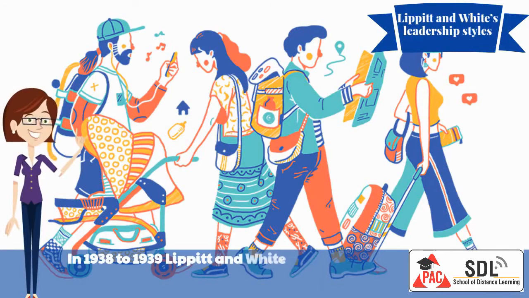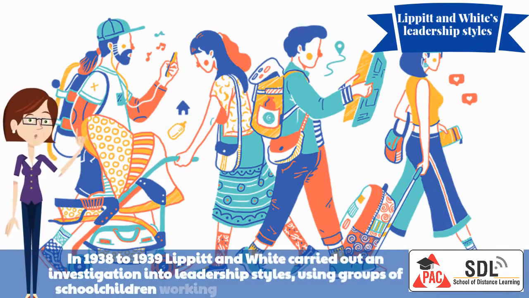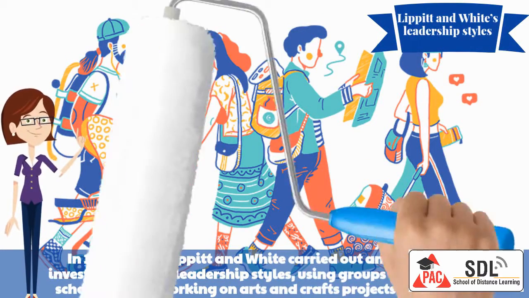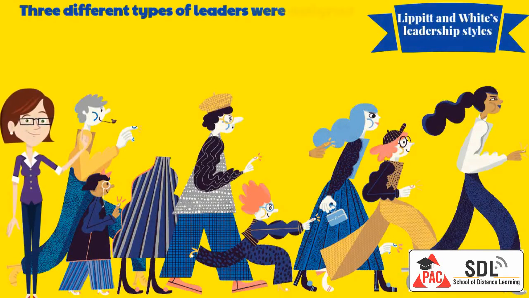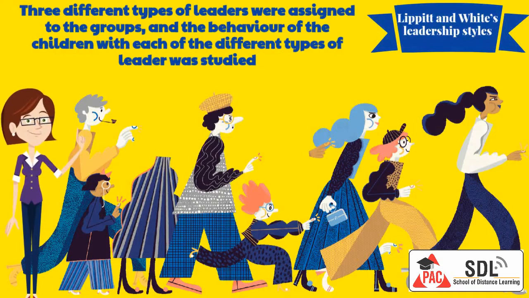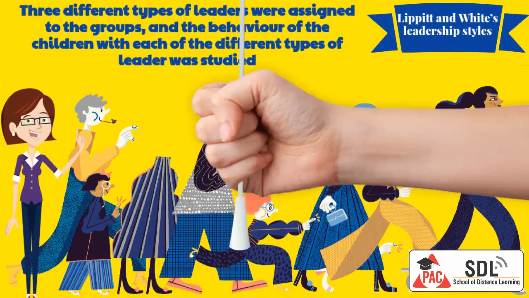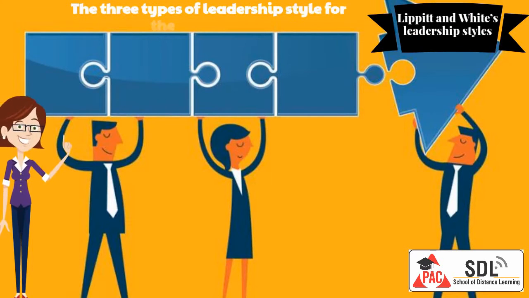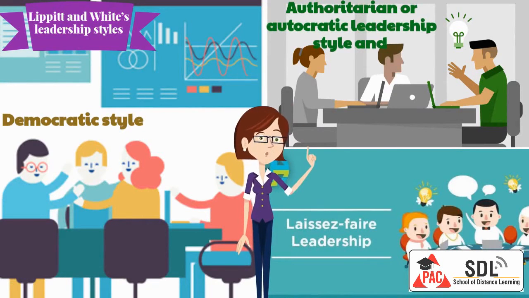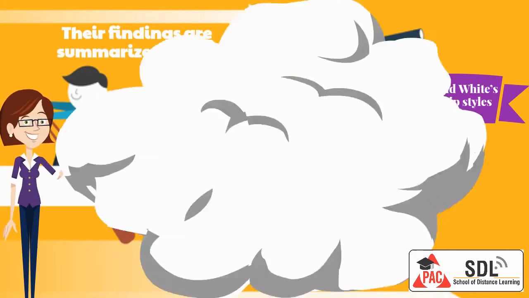In 1938 to 1939, Lippitt and White carried out an investigation into leadership styles, using groups of school children working on arts and crafts projects. Three different types of leaders were assigned to the groups, and the behavior of the children with each of the different types of leader was studied. The three types of leadership style for the groups were democratic style, authoritarian or autocratic leadership style, and laissez-faire style. Their findings are summarized below.